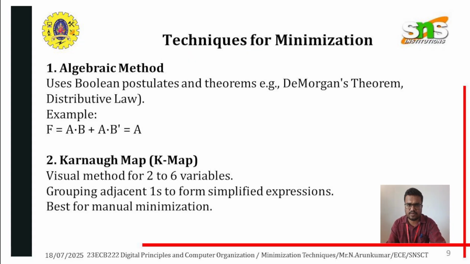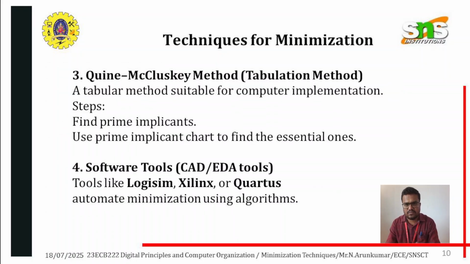The algebraic method is the same Boolean method: A dot B plus A dot B dash equals A. And we also use the Karnaugh map because we are working with 2 to 6 variables, especially 4 variables. For more than 6 variables, we can use the Quine-McCluskey tabulation method, which can be used for calculating with more input variables. It finds the prime implicants. Next one is software tools. After finalizing all the values, we need to check the input and output signals using Logisim, Xilinx and Quartus software.